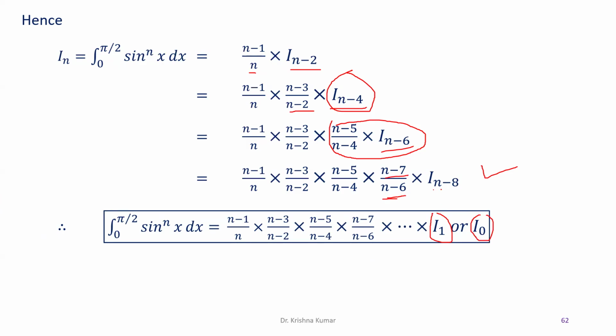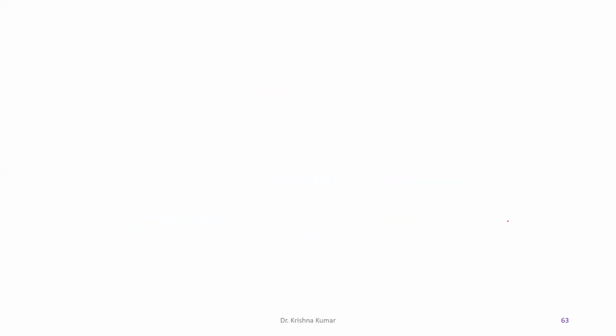Suppose n is even, then we get here, suppose this is 8 for example, so 8 minus 8 is 0, so we get I0. But if n is odd, suppose it is 9, so 9 minus 8 is 1, so we will get I1. So let us consider the two cases.